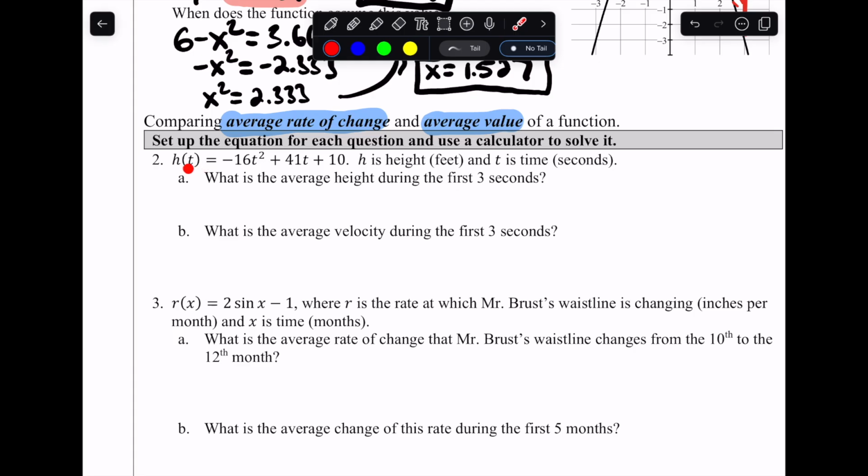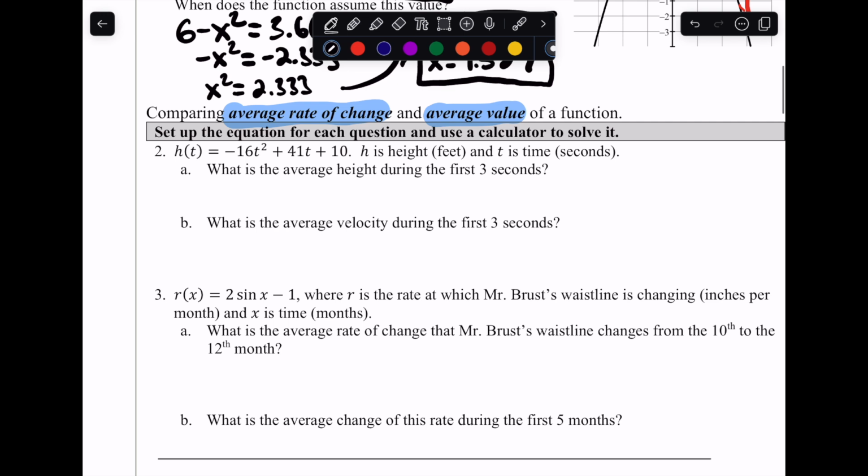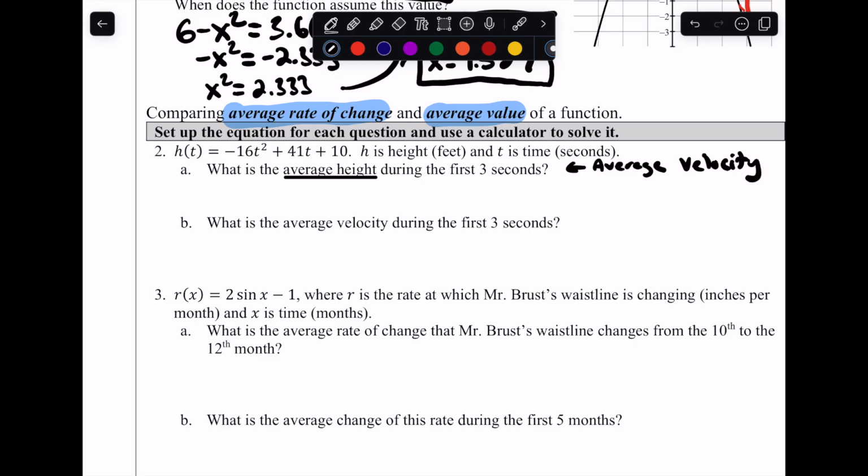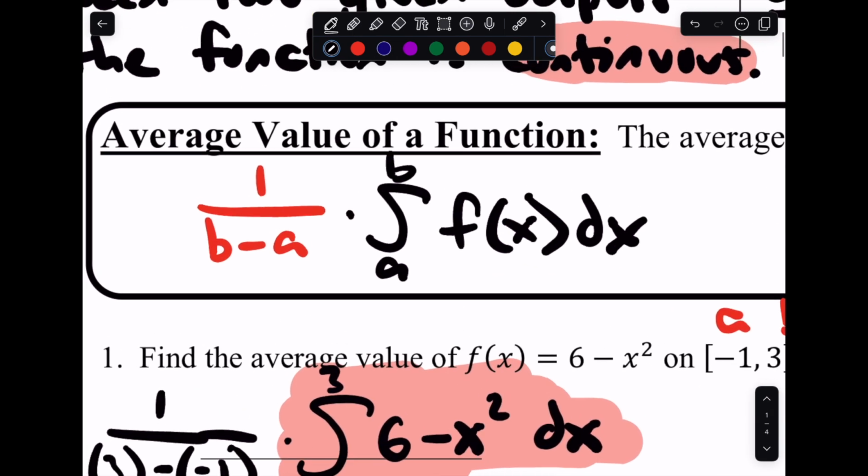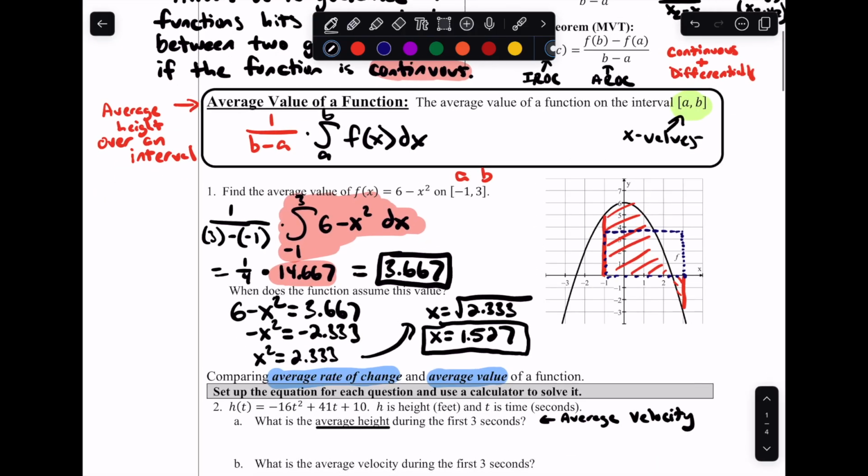For problem number 2, they give us h of t is equal to negative 16t squared plus 41t plus 10. h is height in feet, and t is time in seconds. What is the average height during the first 3 seconds? Because they told me we're talking about the average height, we want to be thinking about our average value. Since they're talking about height, I'm using the average value equation that we introduced today up here in this box: 1 over b minus a times the integral from a to b of f of x dx.